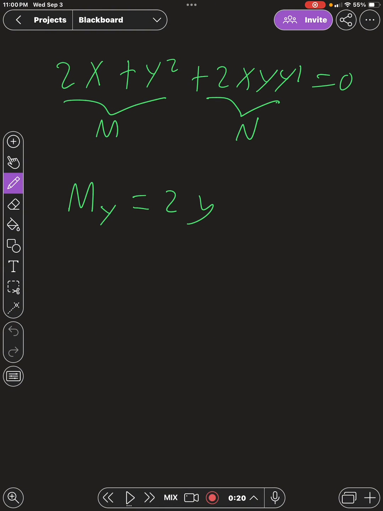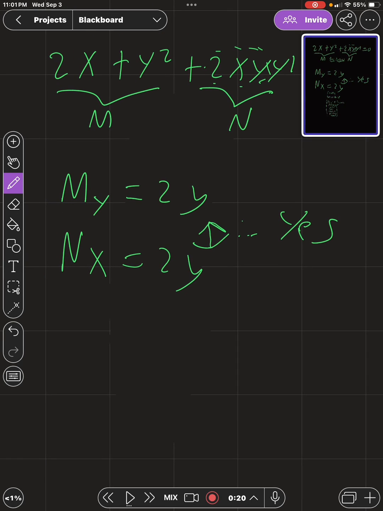Now we're going to take this N term, and take the partial derivative of N with respect to x. What is that? Well, y is just going to be treated as a constant, since we're taking it with respect to x. So this is really just the function 2xy that we're differentiating, and the derivative with respect to x of that is just 2y. So is 2y equal to 2y? Think about that long and hard. Ding dong, ding dong. Yes, it is. So that means this is an exact equation.